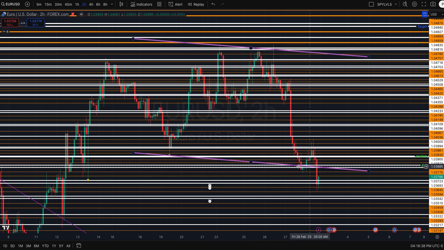So I was looking for some sort of bounce here at the bottom of the bull flag, which we did get. We can get into that later. This is a 2 hour chart. I'm going to show you how I trade and kind of what I'm looking for.